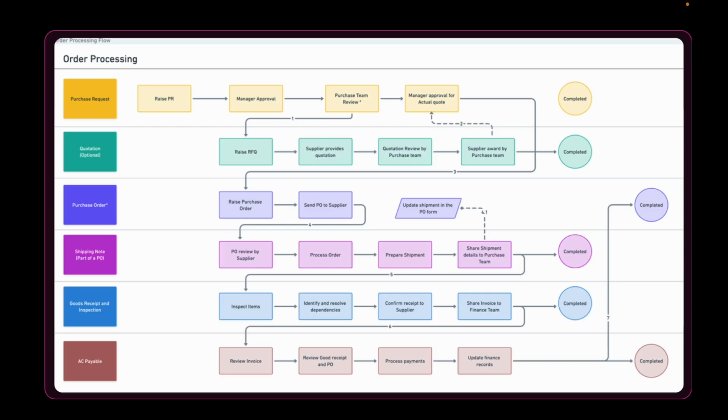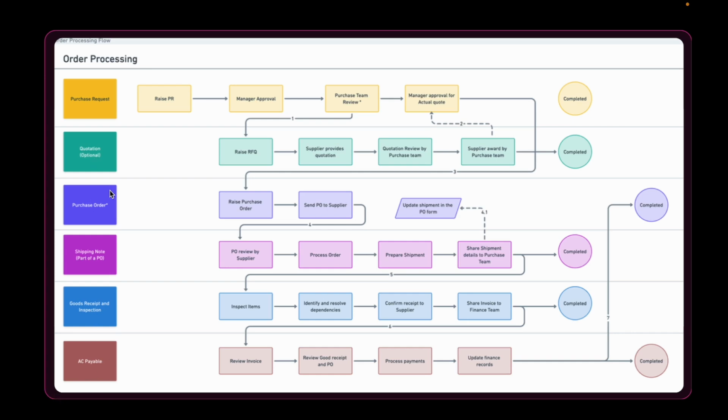So here, let's say there's an order processing system managed by an ABC corporation in healthcare or in any industry. They would need this set of processes, which is a purchase request, a vendor quotation, and a purchase order, shipping note, GRN, which is the goods receipt note, and accounts payable process.